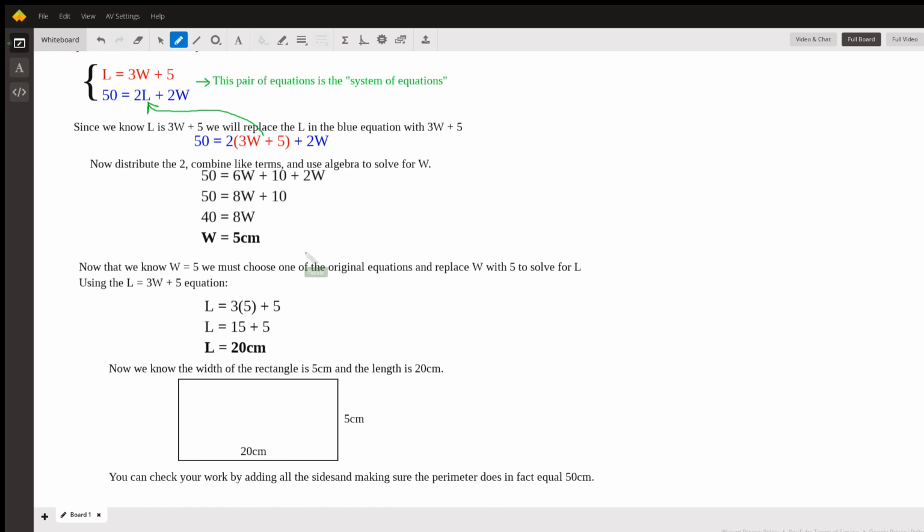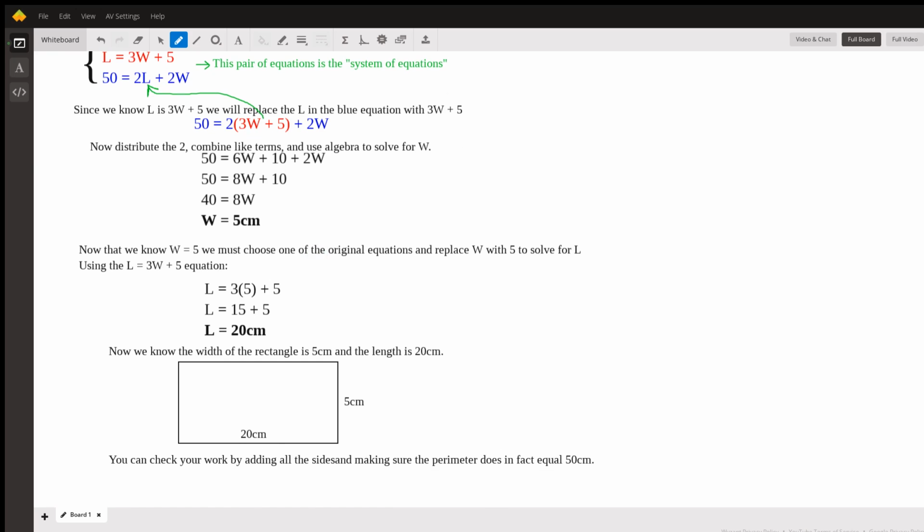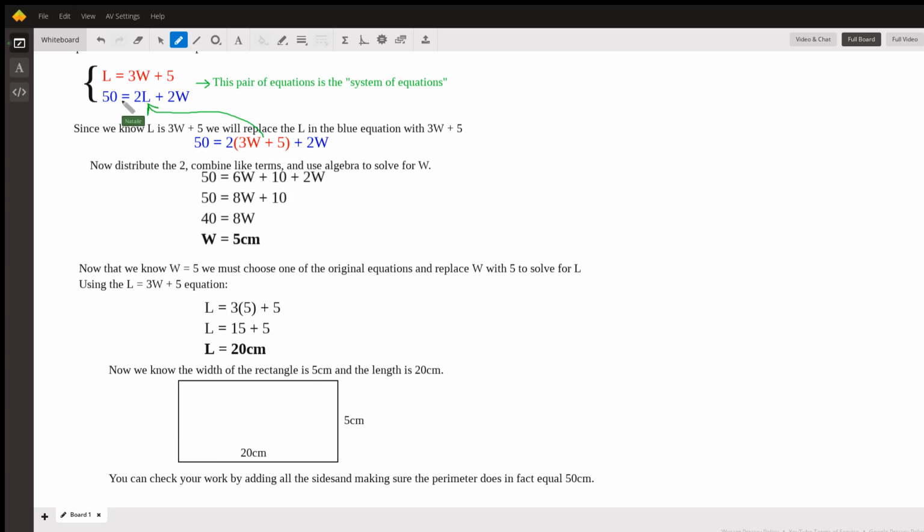Once you know one of your variables, you can now solve the other if you put it into one of your original equations. So choose one of your original equations and replace W with 5 to solve for L. So I've taken the first one, the red equation, because it's shorter, and I recommend you always do less work, so shorter is better. So we've taken this red equation, L equals 3W plus 5, and instead of W, I put our answer for W.